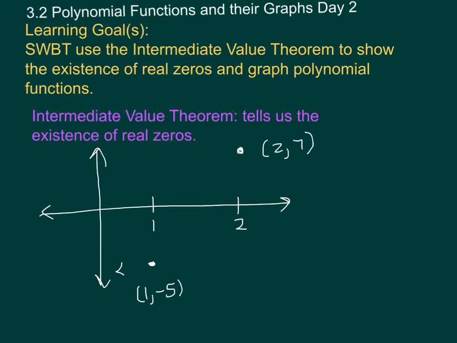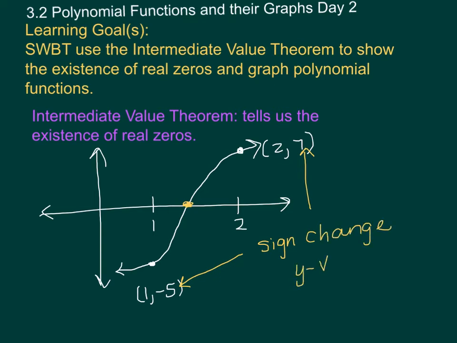What this basically means is if this happens, there is a real zero that occurs between those two points. But the key is one of your y's has to be negative and one has to be positive. So there has to be a sign change in the y values. And if this happens, there is a real zero or an x-intercept between those two x values.